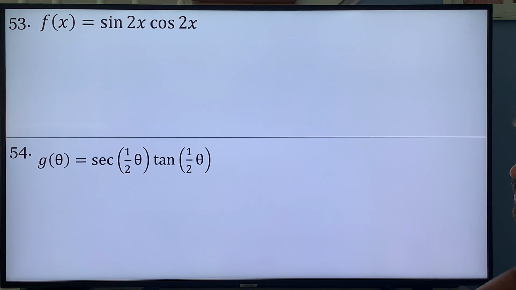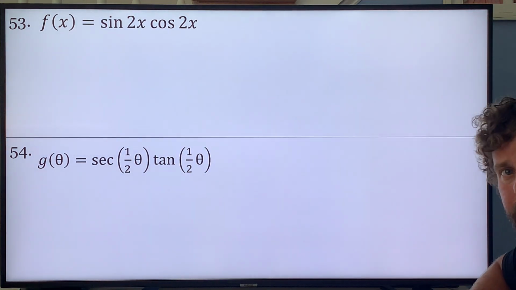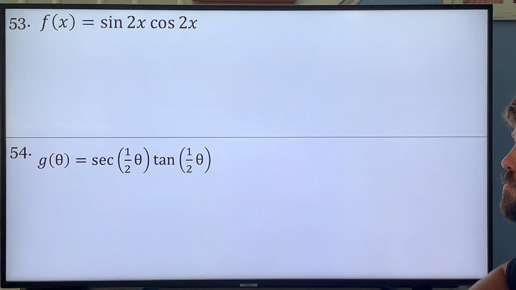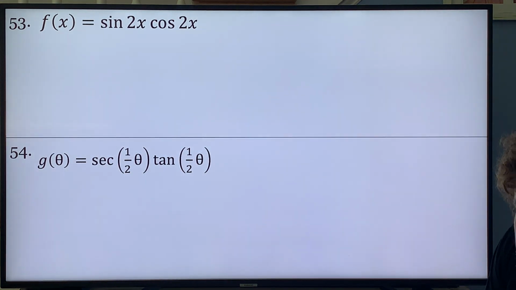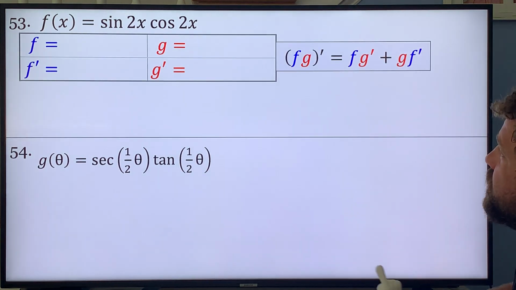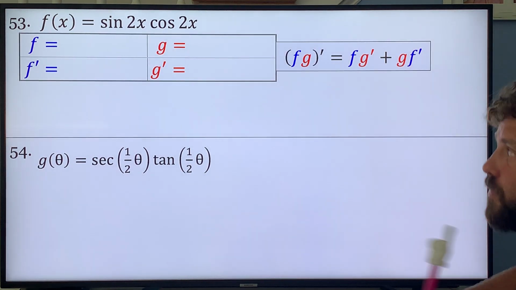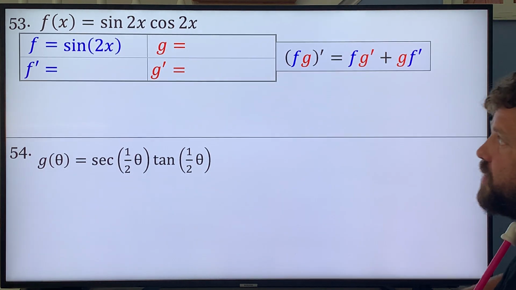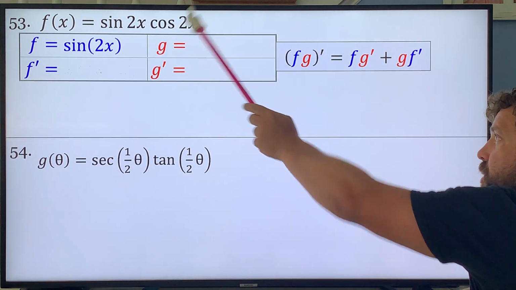53, 54. Ready to up it a level? Boom. Whoa, what do you do here? What special rule do you think you have to use for problem 53? Same one, 54. Product rule. What is my f? My f is sine 2x. What's my g? Cosine 2x.